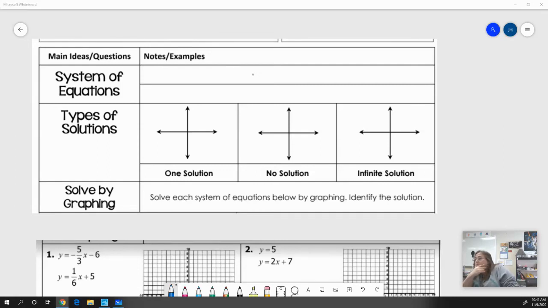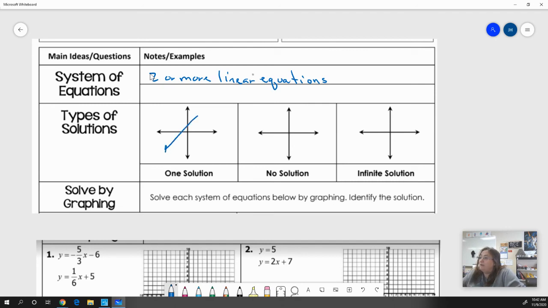So this week we're all moving into systems of equations, and what systems of equations are really just two or more linear equations, right? And the system just talks about their common solutions. And there's three types of solutions. One of those would be if there's one solution.